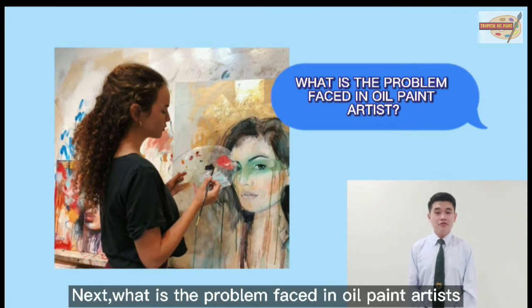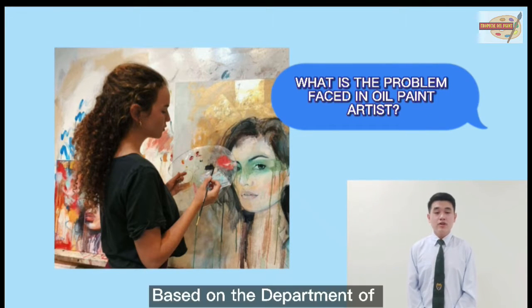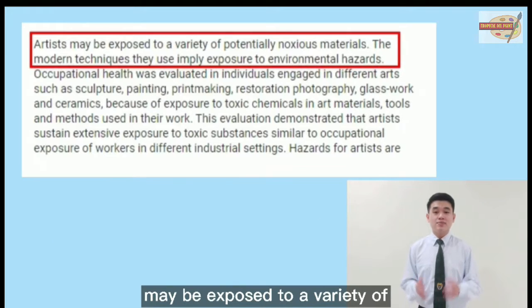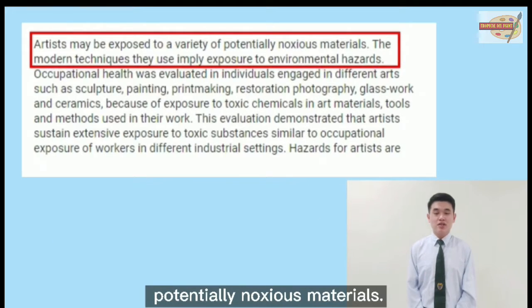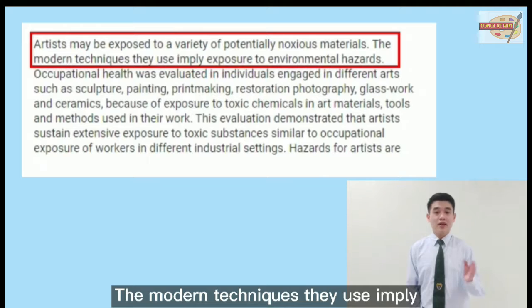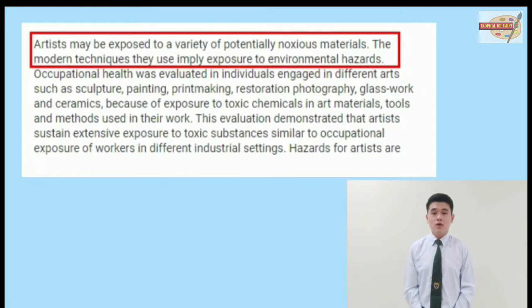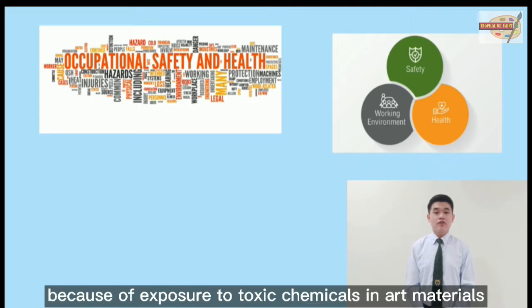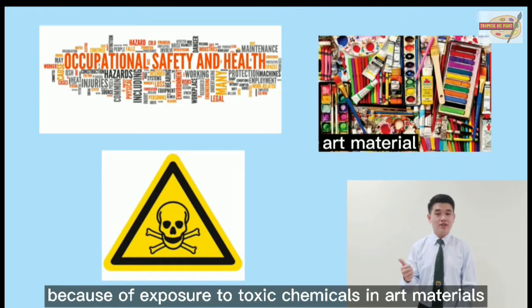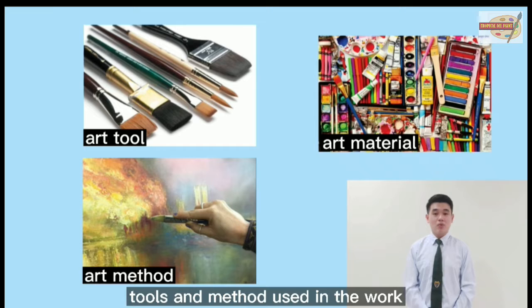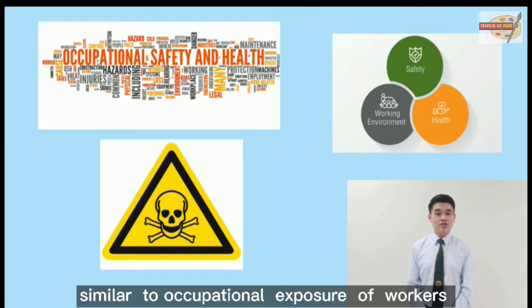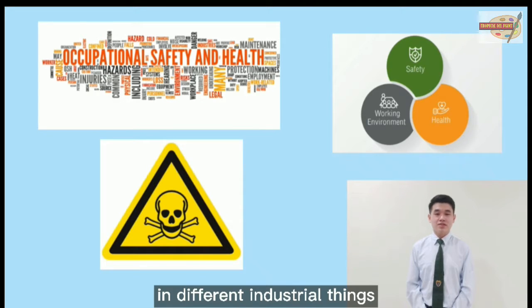Next, what is the problem faced in oil paint artists? Based on the Department of Environmental and Occupational Health report, we found that oil paint artists may be exposed to a variety of potentially noxious materials. The modern technique they use implies exposure to environmental hazard. Occupational health was evaluated in individuals engaged in oil painting because of exposure to toxic chemicals in art materials, tools, and metal used in their work. This evaluation demonstrated that artists sustain extensive exposure to toxic substances similar to occupational exposure of workers in different industrial settings.